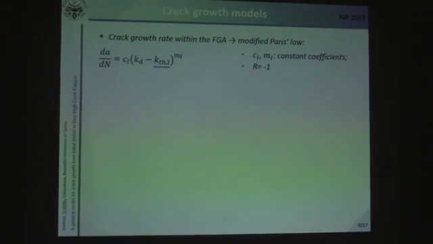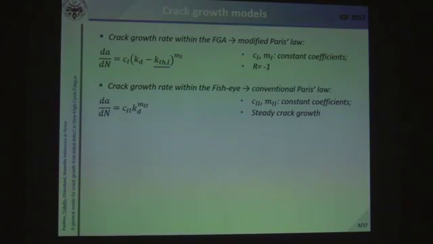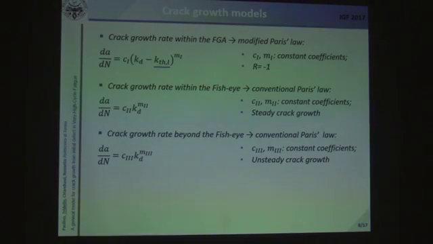The crack growth within the FGA is obtained through a modified Paris law. This formulation is proposed in the literature, but different from the literature, we propose to use the local threshold in place of the global threshold, in order to take into account the weakening mechanism that we discussed before. The crack growth within the fisheye is obtained through Paris law, and also the crack growth beyond the fisheye is obtained through Paris law.